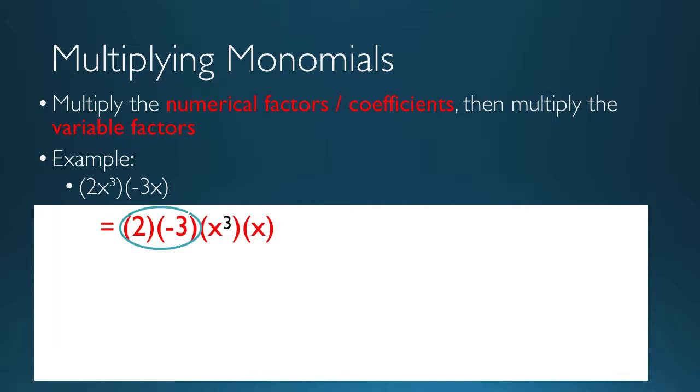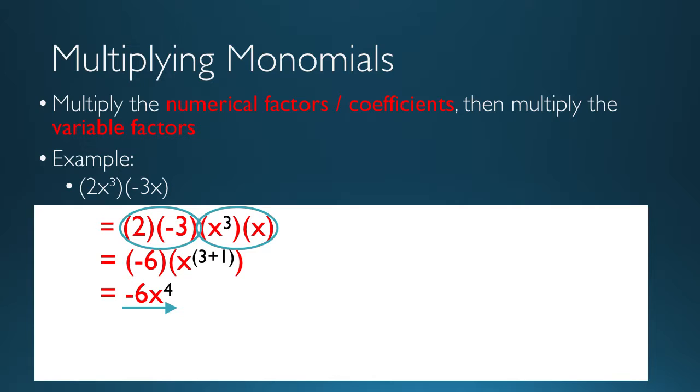So when we multiply, we're first going to multiply our numbers and then our variables, and that will leave us with our numbers as negative 6. Our variables, we keep the base x, and then we add the exponents 3 plus 1, and that gives us a final answer of negative 6x to the power of 4. So that is our final answer. Negative 6x to the power of 4.